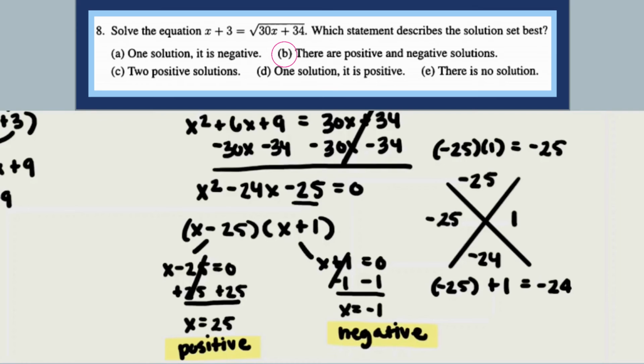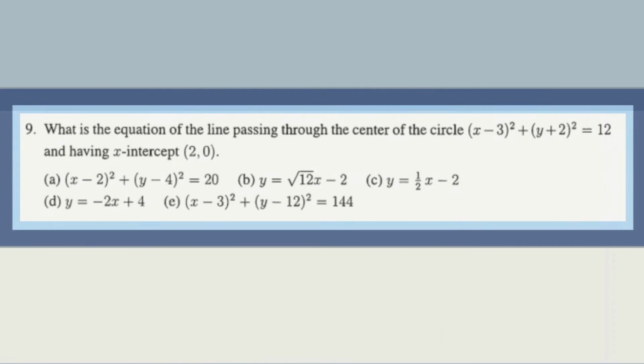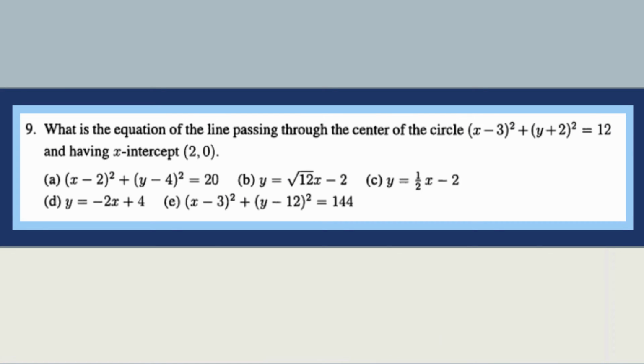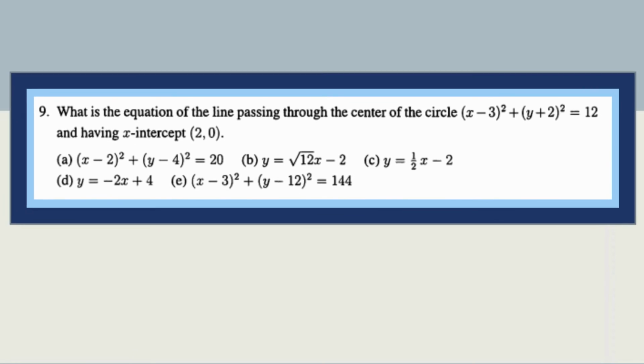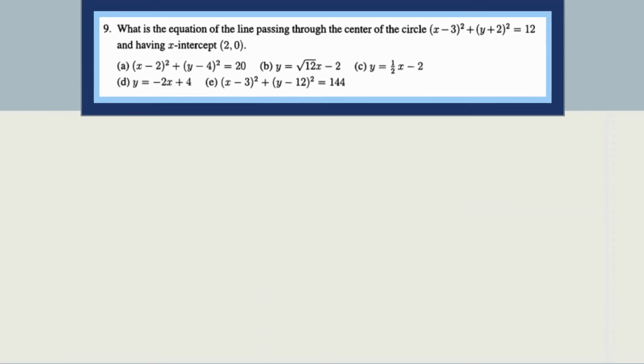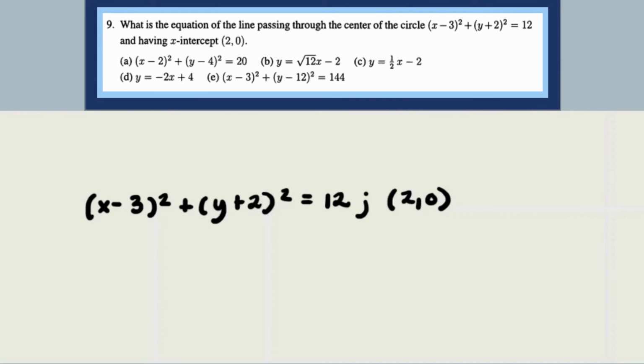Alright guys, so now we're going to move on to number 9. For number 9 it says, what is the equation of the line passing through the center of the circle (x minus 3) squared plus (y plus 2) squared equal to 12 and having an x-intercept of (2, 0)? So I'm going to write down all this information real quick. Alright guys, so I wrote everything down that was important. So they basically want us to find the equation of a line that passes through the center of our circle and the x-intercept (2, 0).